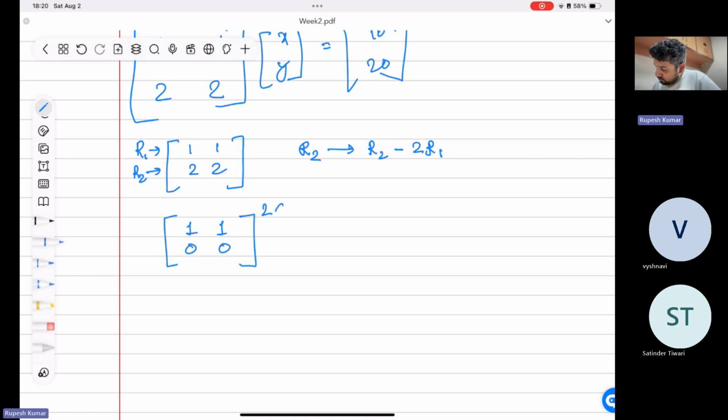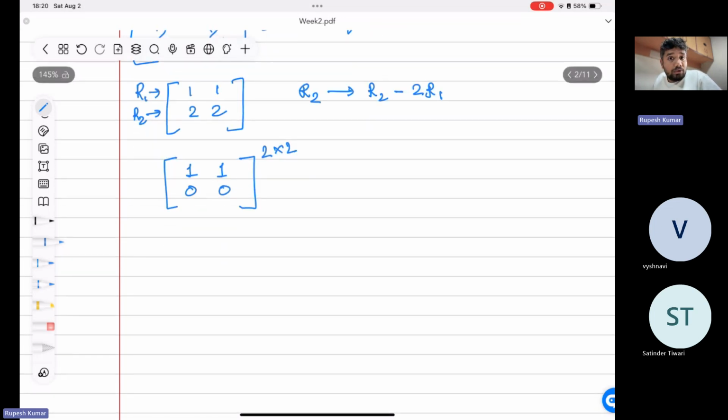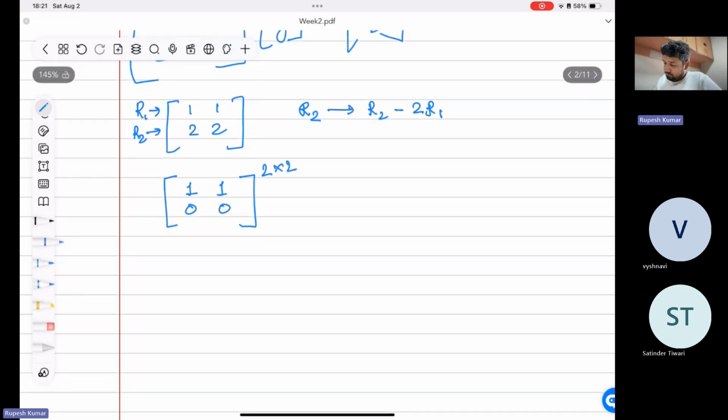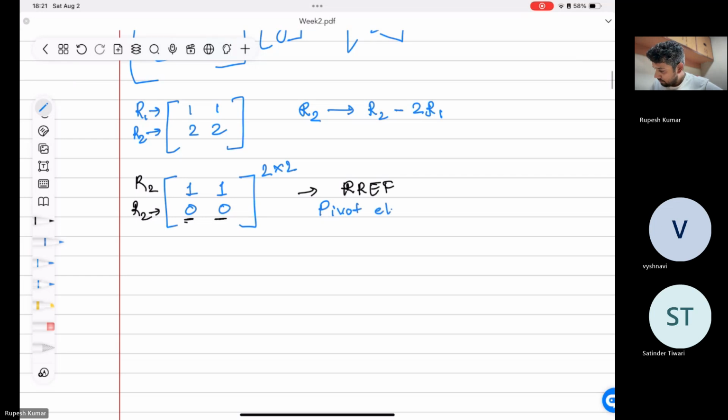Okay. Now this is a 2 cross 2 matrix. Now again, can we do any other row operations? No, right? Because we do not get any pivot element in this given row, right? All the entries in row 2 are 0. So you do not have any pivot element in this entry. So you cannot do any other row operations for this matrix. Now this is in the reduced row echelon form. Now, how many pivot elements are there? We have only one.